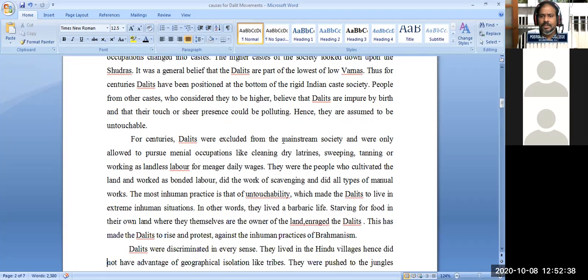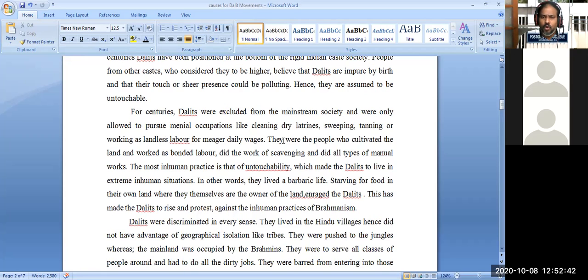For centuries, Dalits were excluded from the mainstream of society and were only allowed to pursue manual occupations like cleaning dry latrines, sweeping, tanning, and working as landless labor for meager daily wages. They were the people who cultivated the land, worked as bonded labor, did the work of scavenging, and did all types of manual work.